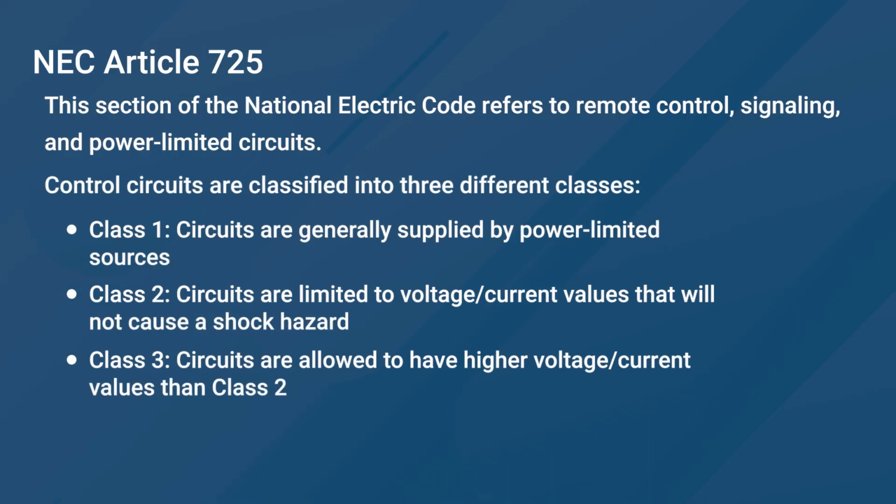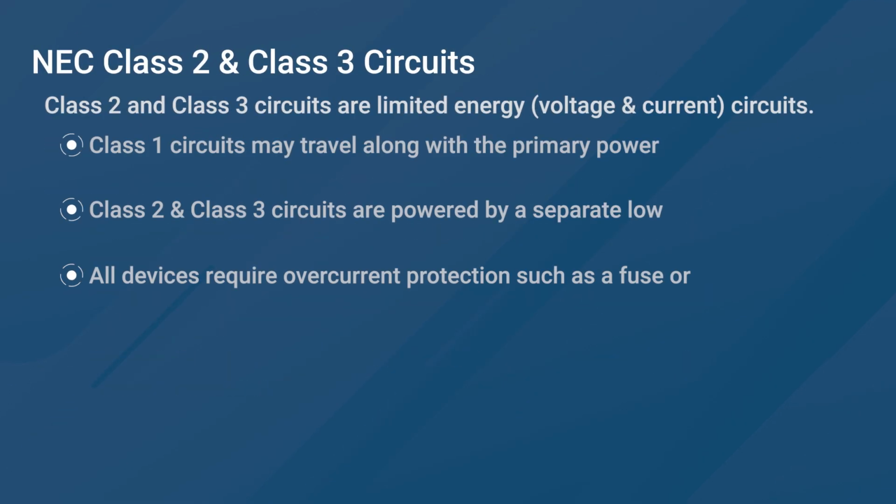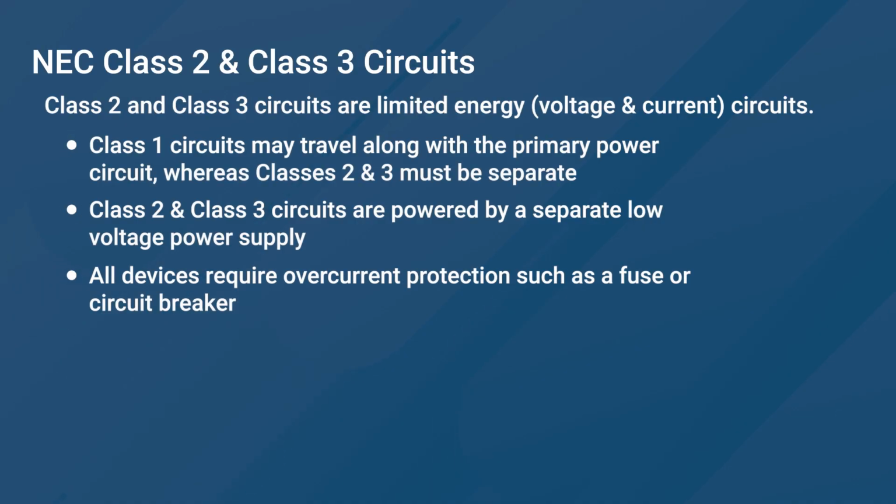Control circuits may be divided into three different classifications by examining their electrical characteristics. Class 1 circuits are usually supplied by a power-limited source, but may be of a higher voltage, such as 120 volts. Classes 2 and 3 are generally lower voltages. Whereas Class 1 circuits are permitted by design to travel adjacent to primary power circuits, Class 2 and Class 3 must travel separately. Class 2 and 3 circuits are powered by a separate low-voltage power supply, which is protected by some overcurrent method such as a fuse or circuit breaker.